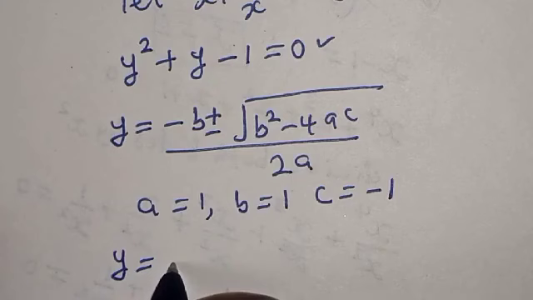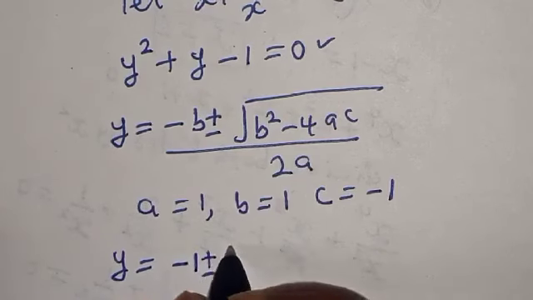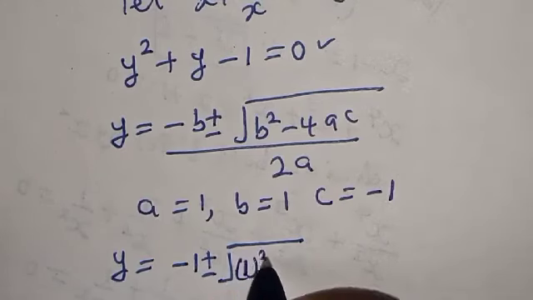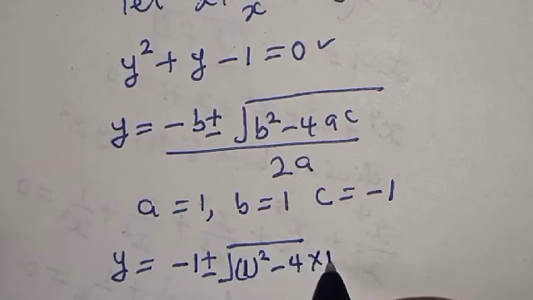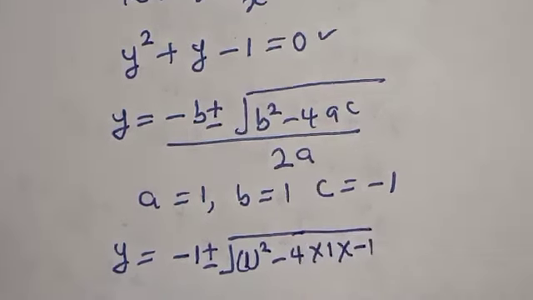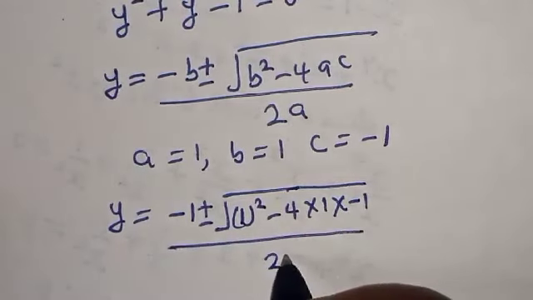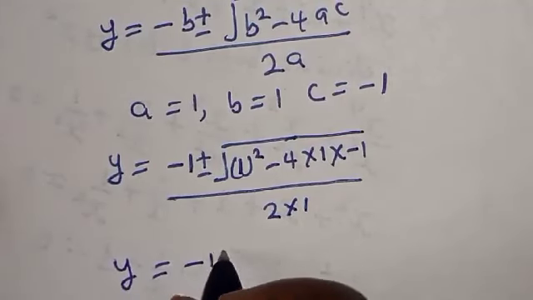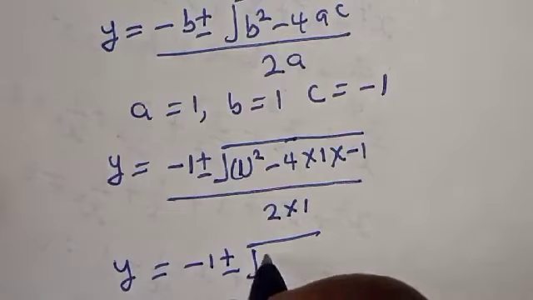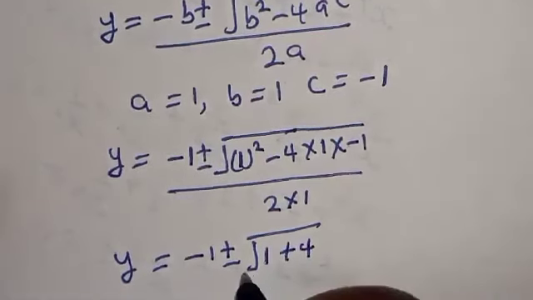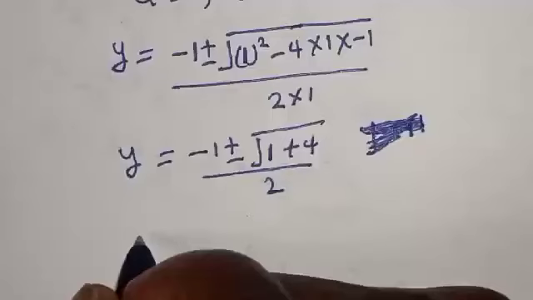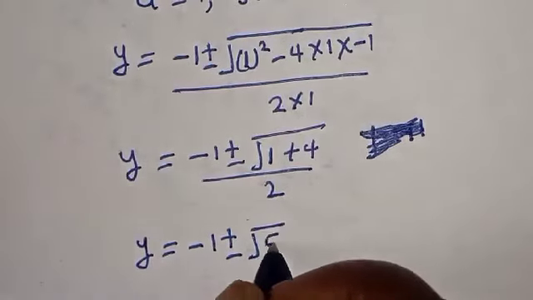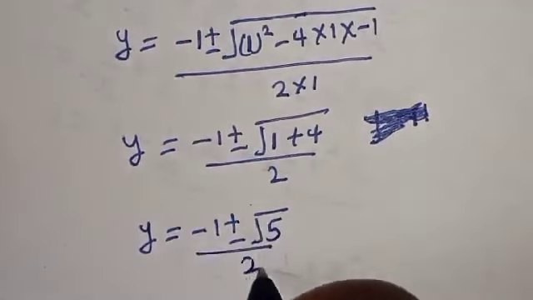y is equal to minus 1 plus or minus square root of 1 squared minus 4 multiplied by 1 multiplied by minus 1, over 2 multiplied by 1. Yes. y is equal to minus 1 plus or minus square root of 1 plus 4 over 2. y is equal to minus 1 plus or minus square root of 5 over 2.